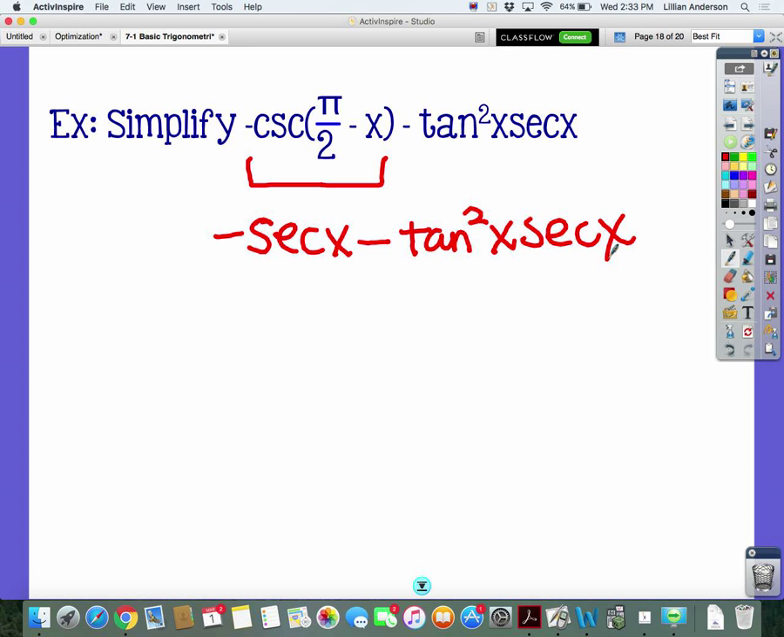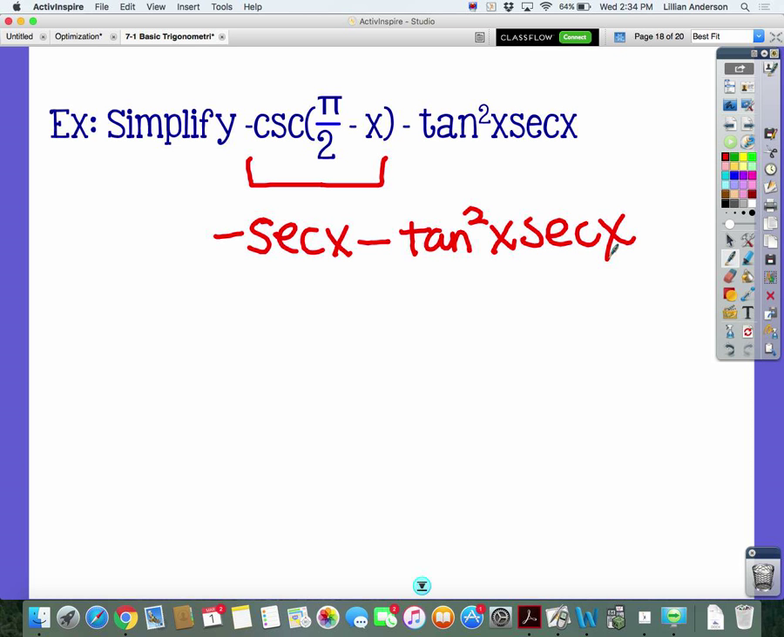What about tangent? Sine over cosine. Good job. Okay, if I change a tangent into a sine squared x over cosine squared x, should I change the secants as well? I could definitely do that. I could also do something. Does anybody see anything else we can do? Tangent squared x could be turned into secant squared x minus 1.